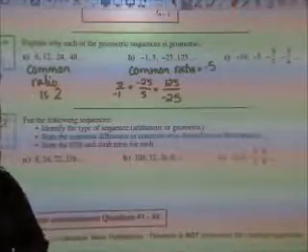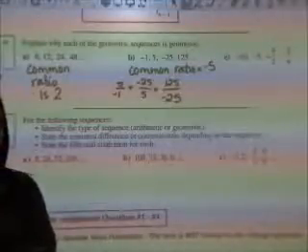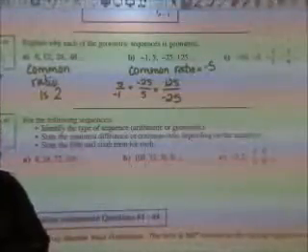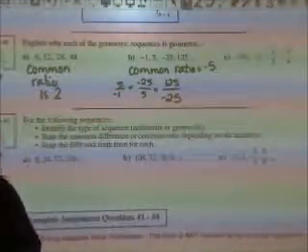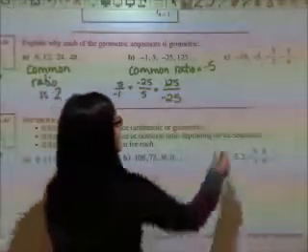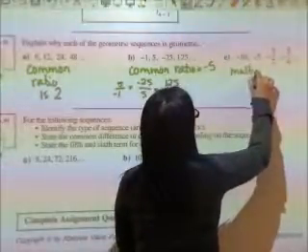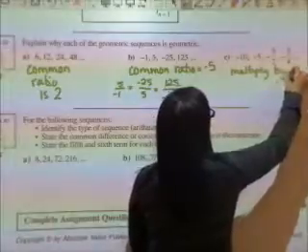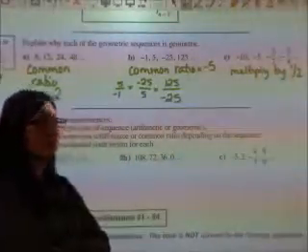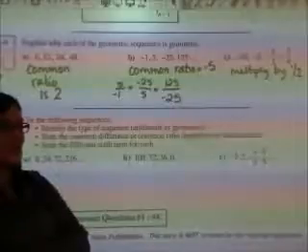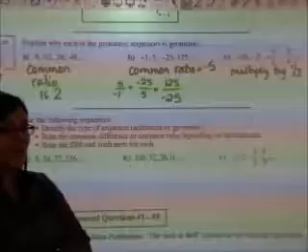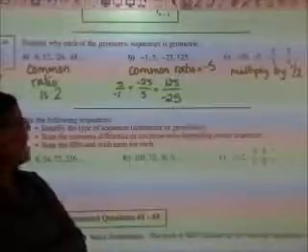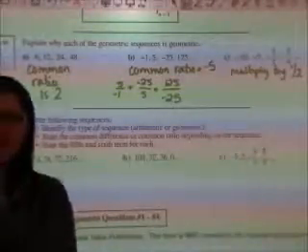What am I doing in C? I'm multiplying by 1/2. So dividing by 2 is the same as multiplying by the reciprocal. Reciprocal of 2 would be 1/2. So I multiply by 1/2. And again, if I took any two terms and I divided them, I would get 1/2. -5/2 divided by -5 would give me 1/2. -5/4 divided by -5/2 would give me 1/2.